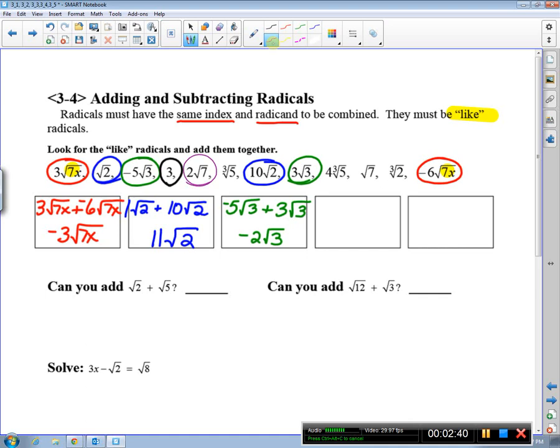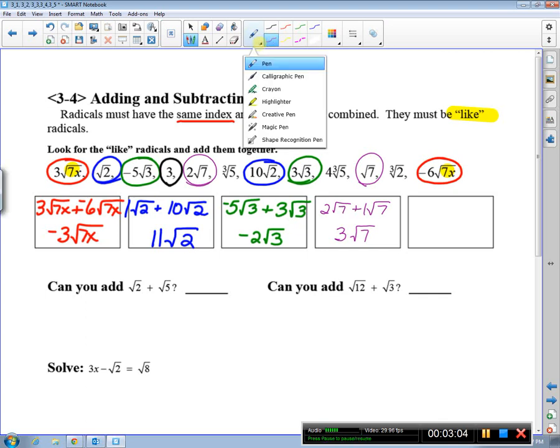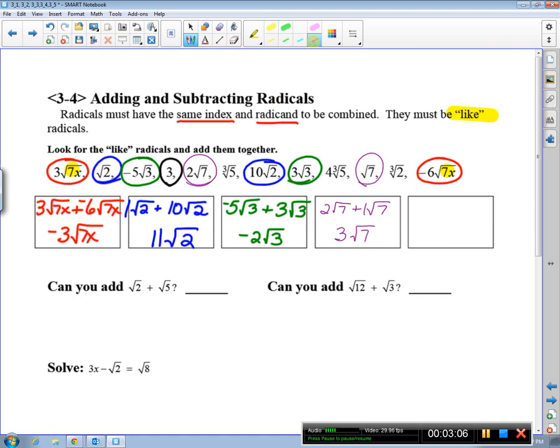2 radical 7. Do I have any other radical 7 terms? There's one. 2 radical 7 plus radical 7. Remember there's a 1 there. That does not have to be written. Equals 3 radical 7. All right, a few more. Let's see if I have anything left here color-wise.